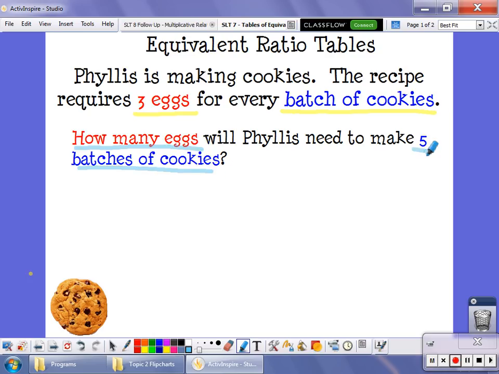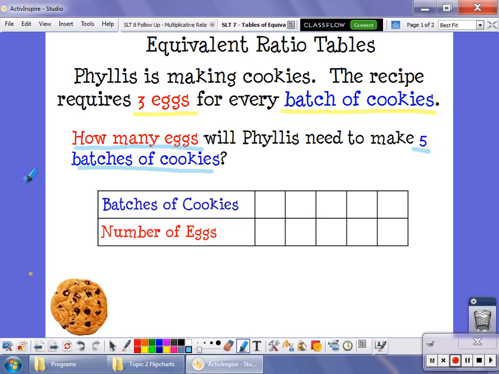We can display this information using what we call a ratio table. The ratio table will display the number of batches of cookies we have compared to how many eggs we need total. So for example, the question says if she makes 1 batch of cookies, and I'll have this picture represent my 1 batch of cookies, it takes her 3 eggs. So inside this batch of cookies, she has used 3 eggs.